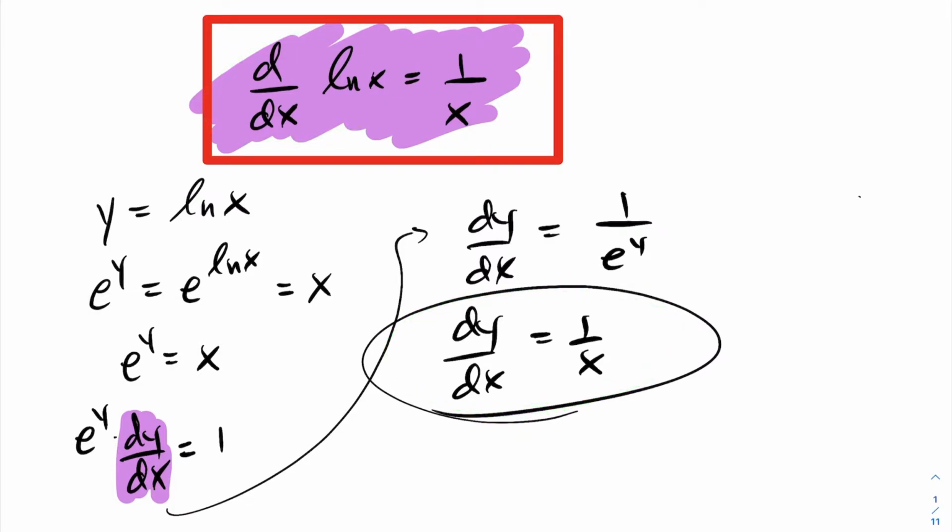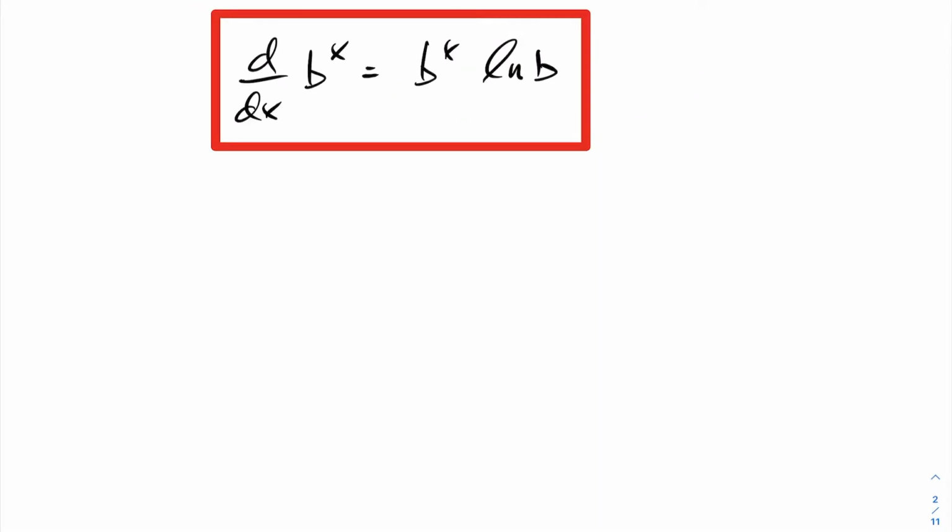Let's take a look at some other derivatives. In this next example, we want to show that the derivative of b to the x, so any base, is going to be b to the x times ln of b. To see this, make the following observation. e to the ln of b is equal to b.